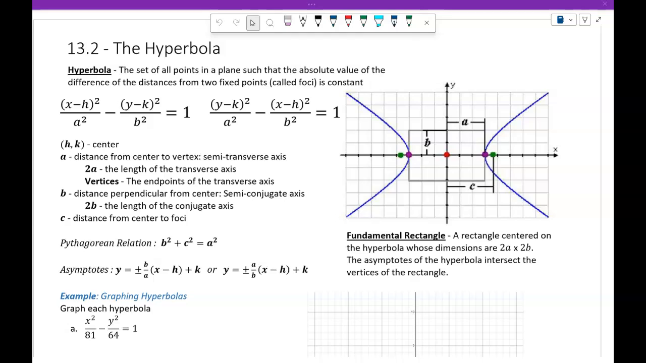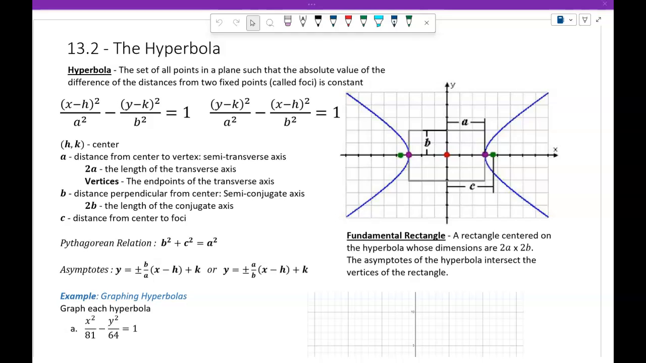Our last conic section we're going to look at is called the hyperbola. And this is going to be the set of all points in a plane such that the absolute value of the difference of the distance from two fixed points, called our foci, is going to be constant. We're going to see a lot of similar features and attributes to the hyperbola as we do the ellipse, just with some notable key differences.